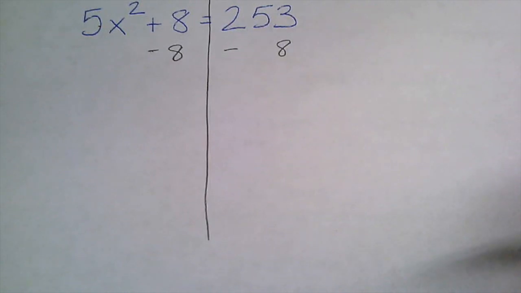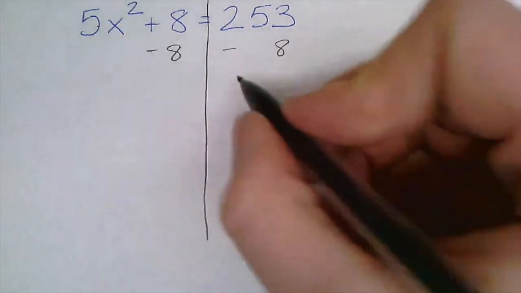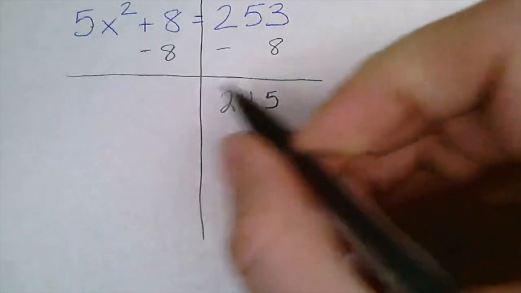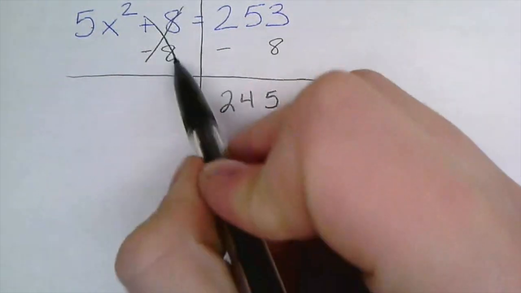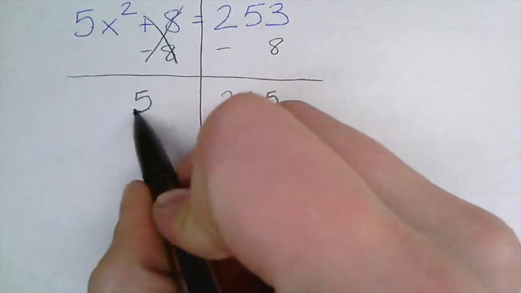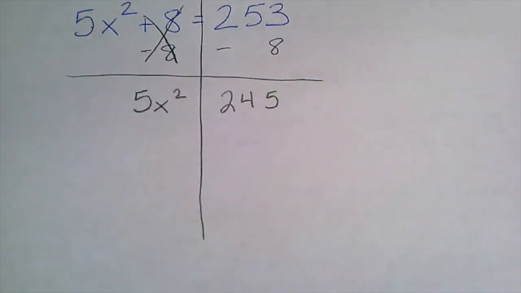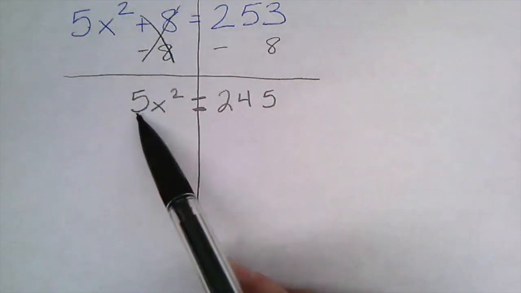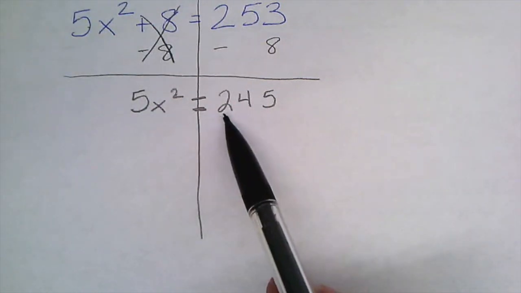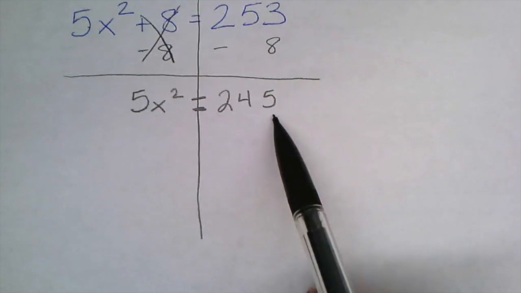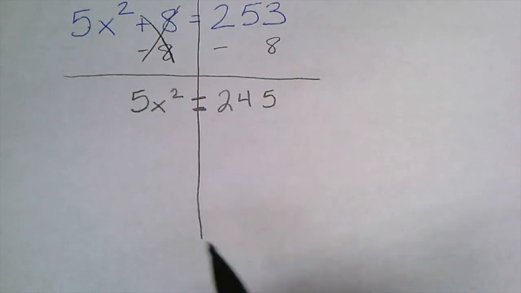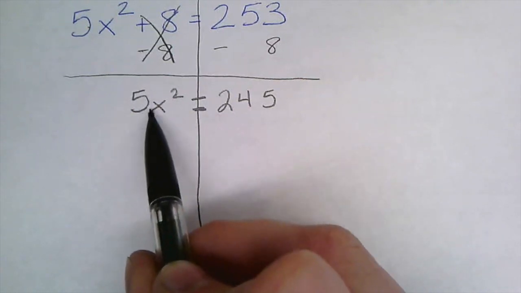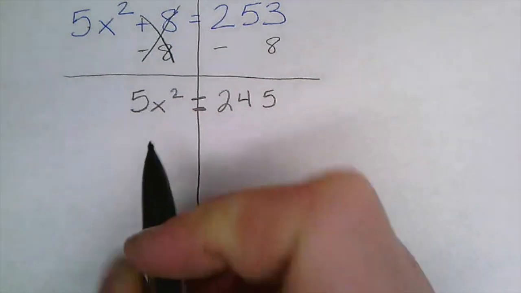When I subtract 8 from 253, that gets me to 245. On this side of the equation, my 8 cancels out. I now only have 5x squared remaining. At this point, I add my equal sign. I now have 5 times a number squared equals 245. I now need to undo multiplication and division. So I look over on the side, look where my multiplication and division is. I see multiplication, it's 5 times x.